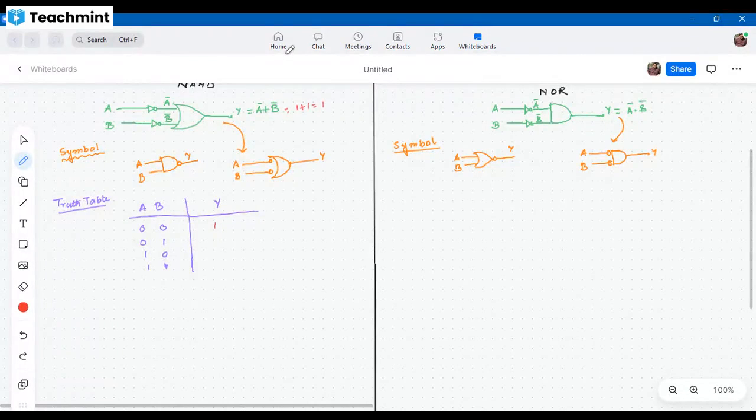0 1: 1 plus 0, that is also 1. Next is 1 0, that is 0 plus 1 equals 1. And the last is 1 1, that is 0 plus 0, which equals 0. So by this we get the truth table 1 1 1 and 0. Clear everybody?